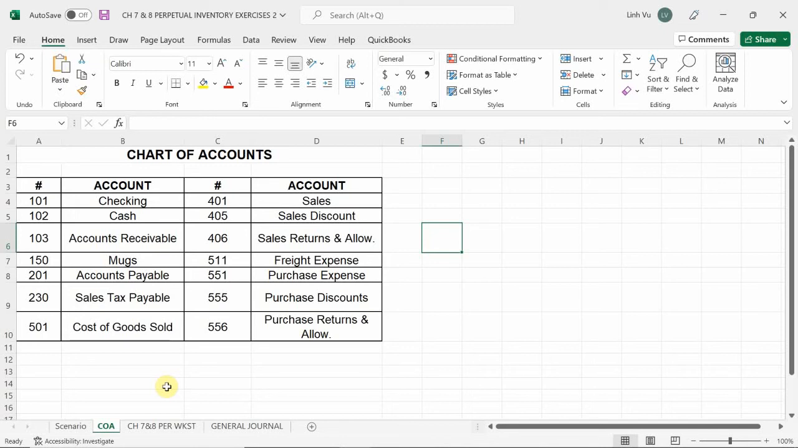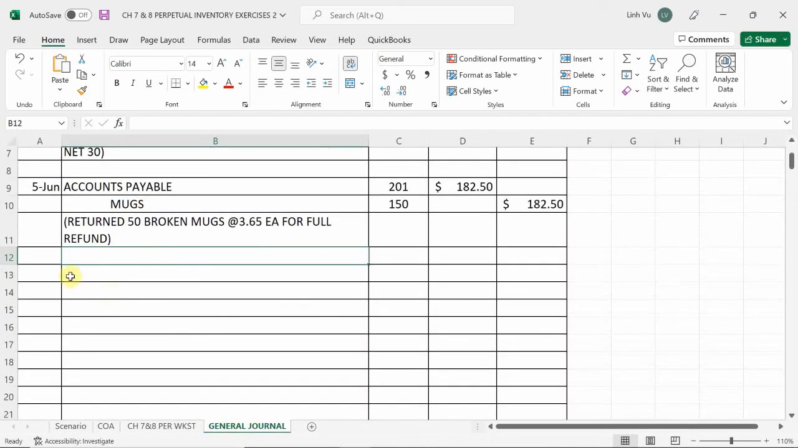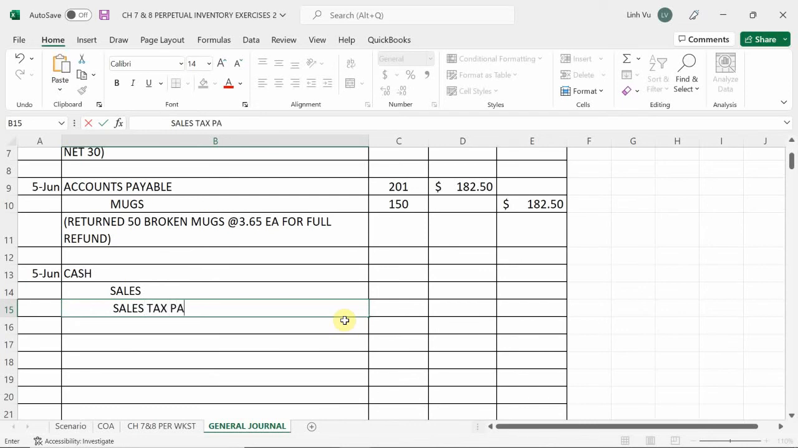I sold 100 mugs for $10 each for cash. What did I do? Sales. You sold stuff, so you had some sales. So 401, 230, and cash is 102. Okay, so that's exactly what I'm gonna do. I'm gonna plug it in here. Today is June 5th. We received cash, right? We had some sales, and we also encountered sales tax.